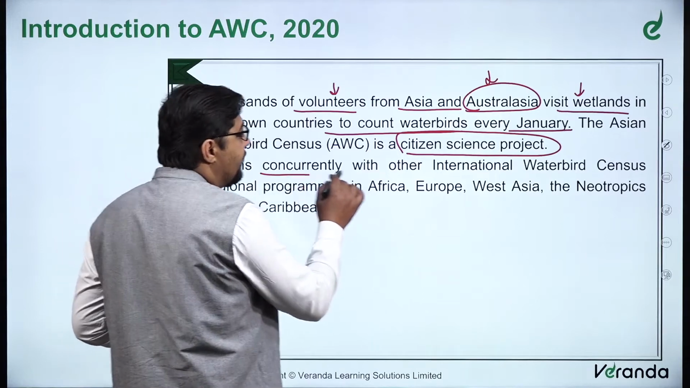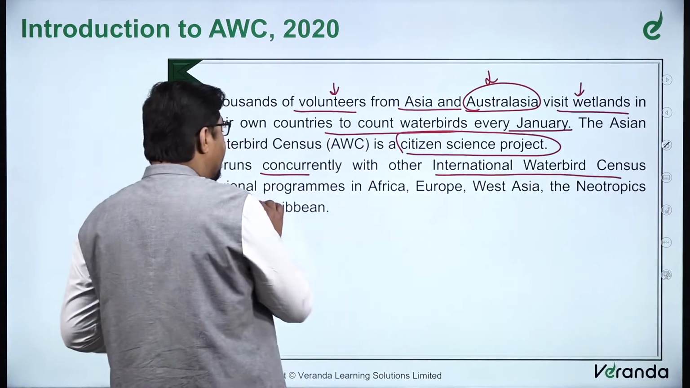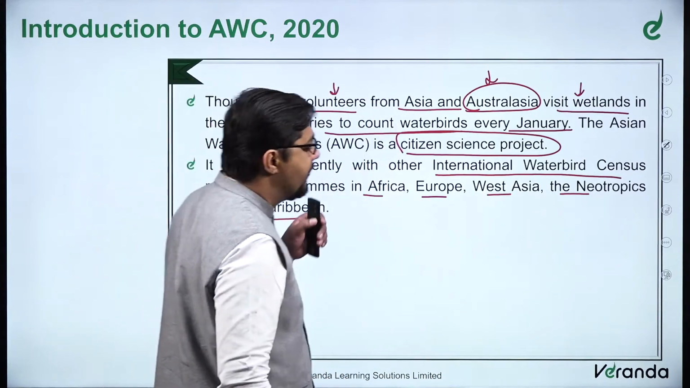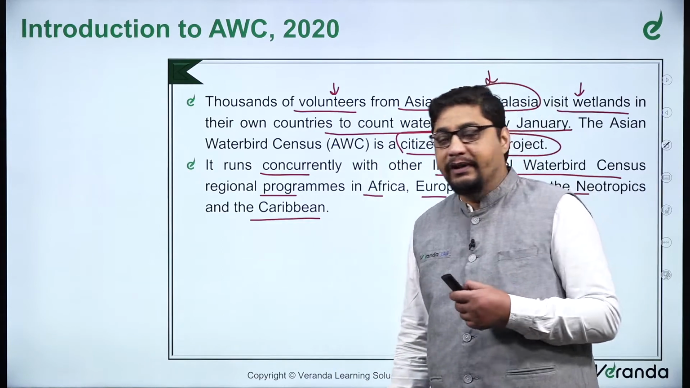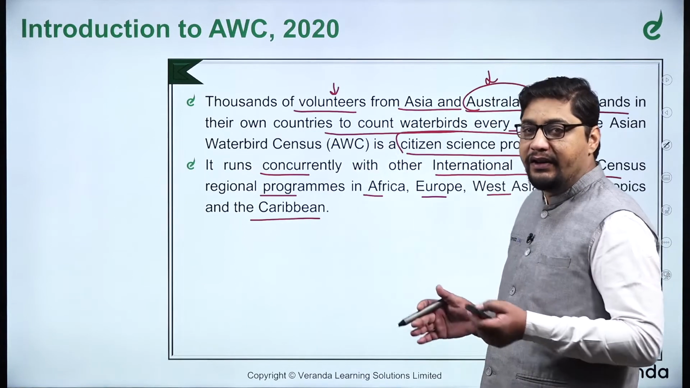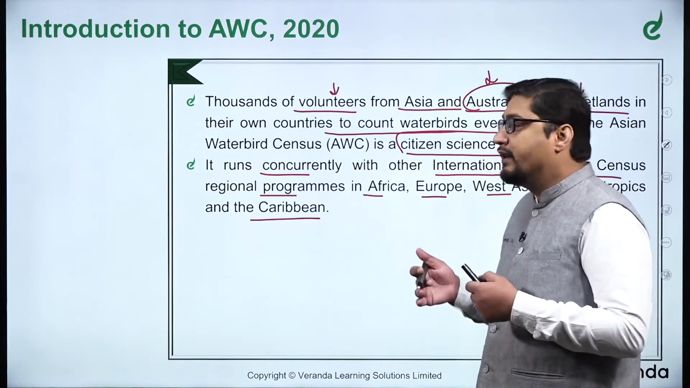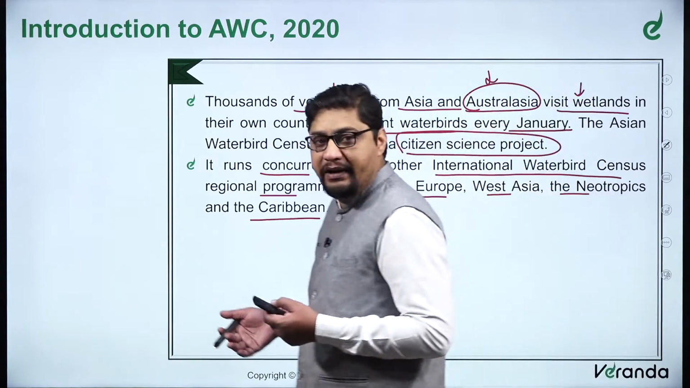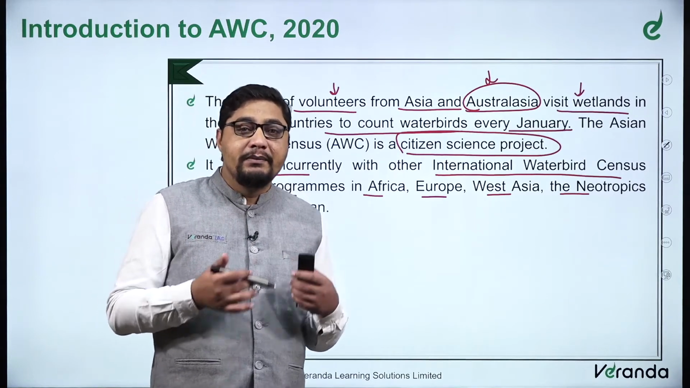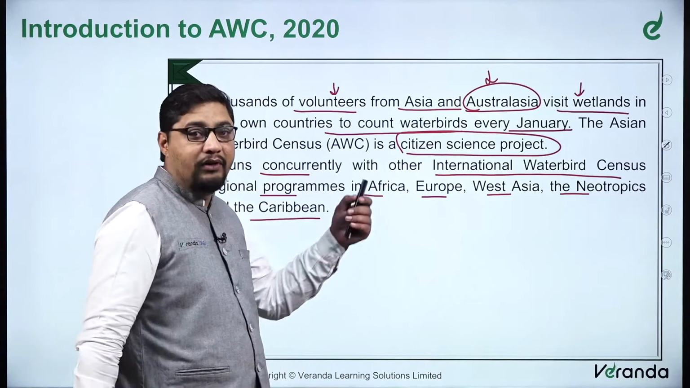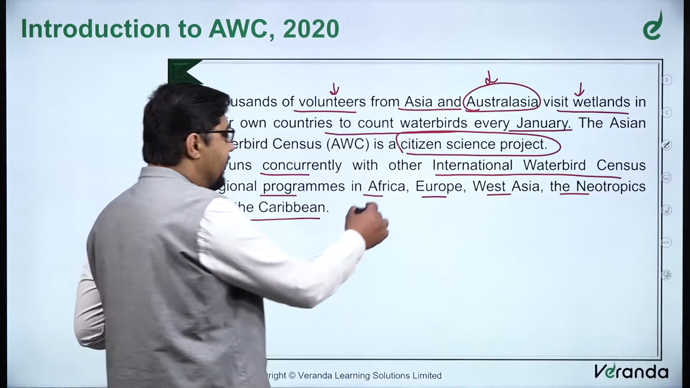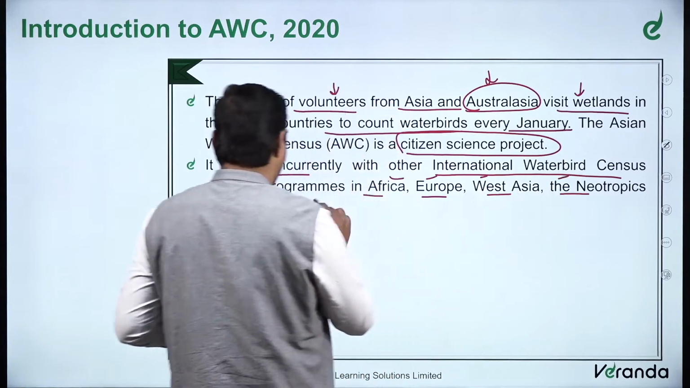Now it runs concurrently with other international waterbird censuses, regional programs in Africa, Europe, West Asia, the Neotropics and the Caribbean. So overall, this citizen science project is not running only in India or only in Australasia, it is running across various other countries. So the people from those countries voluntarily visit. Now it may not always be in January for those countries, the climate may vary, so it may be the time when the migration of birds is actually happening that month that they do it. So it is happening in Africa, Europe, West Asia, the Neotropics and the Caribbean.